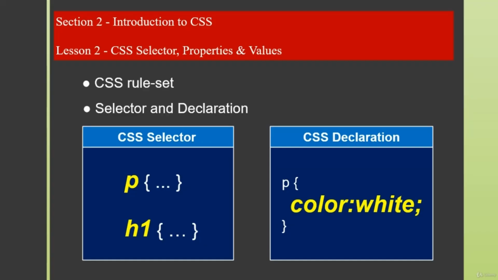Selectors generally target an attribute value, ID, class value, or type of element, H1 or P, etc. As displayed in the picture on the slide, P and H1 are nothing but selectors, and in the picture shown on the right hand side is the declaration that applies to the selector.